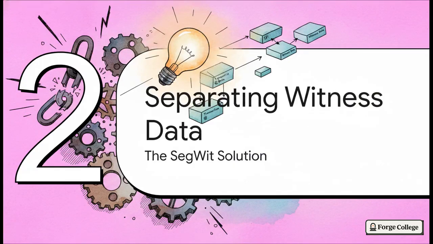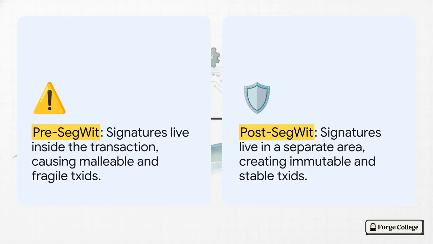Moving on to Section 2, separating witness data. We found the bug. We know why the old system was failing. Now let's look at the brilliant aha moment that finally solved it. The solution is famously known as Segregated Witness. And honestly, the name tells you exactly what it does on a technical level.